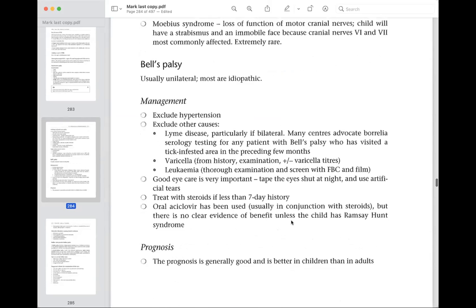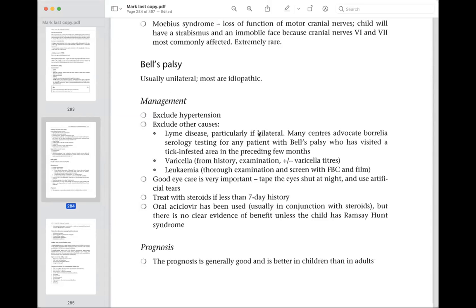What is the management? Exclude hypertension, so you will also check BP. Exclude other causes. Before diagnosing Bell's palsy, it's a diagnosis of exclusion. You should exclude Lyme's disease. In Lyme's disease, it will usually be bilateral, and even in GBS, it will usually be bilateral. If you see bilateral facial palsy, put GBS and Lyme's disease on the top. Lyme's disease, particularly if bilateral.